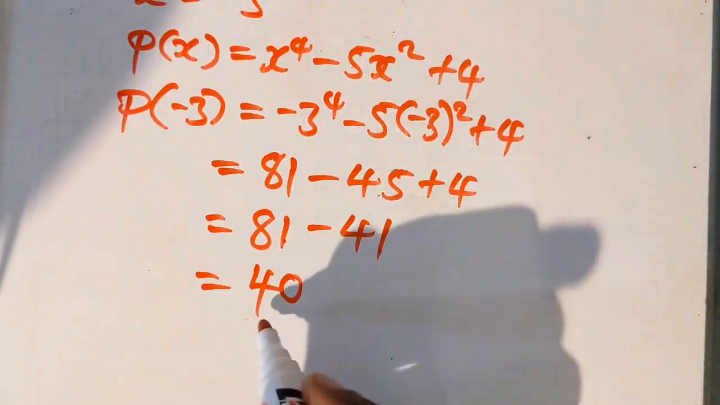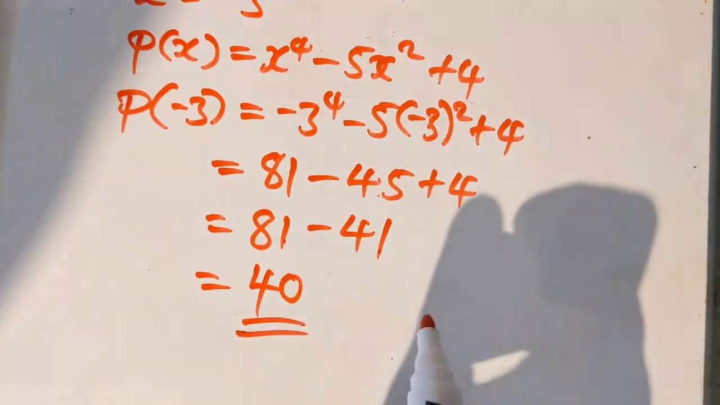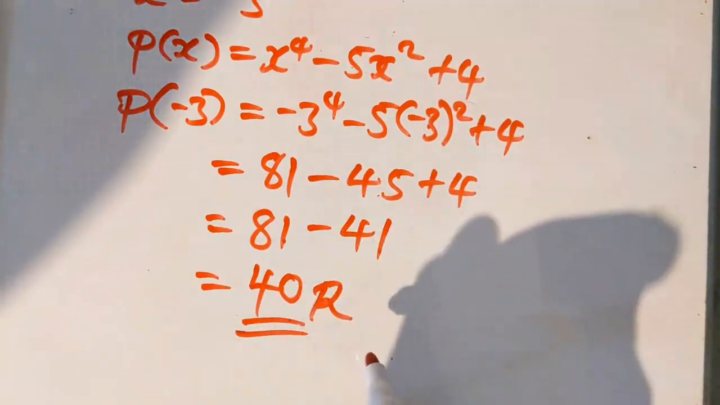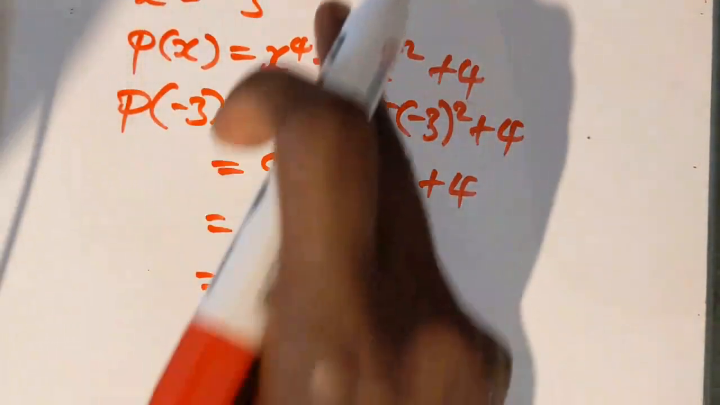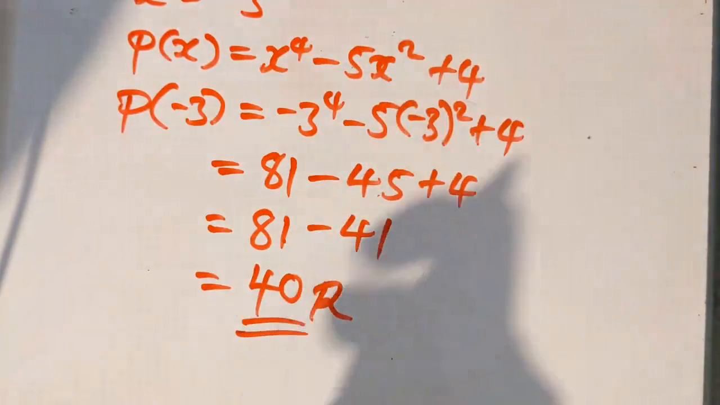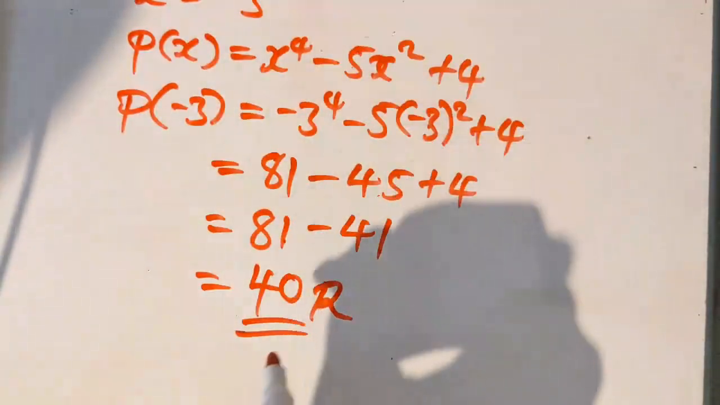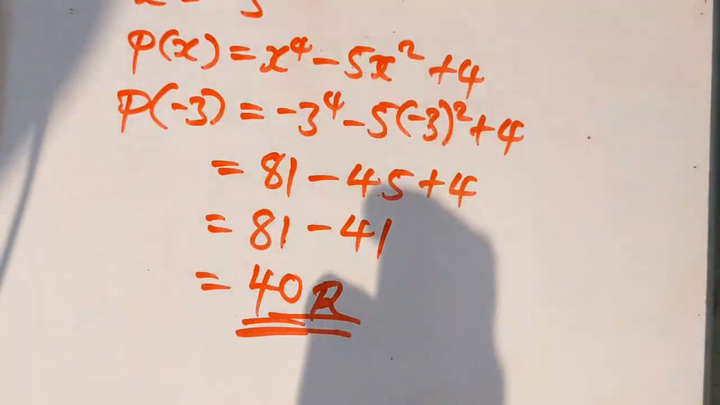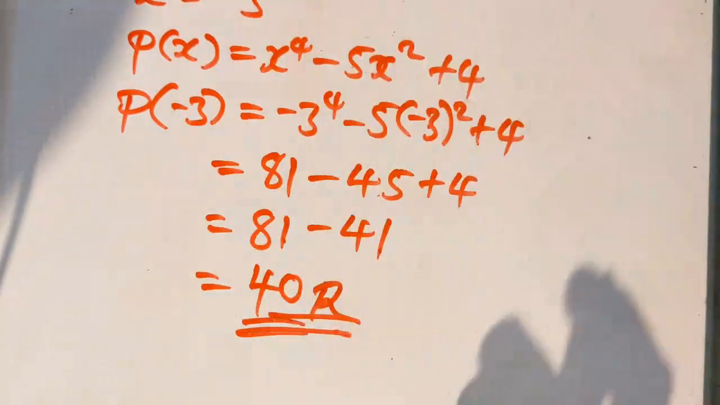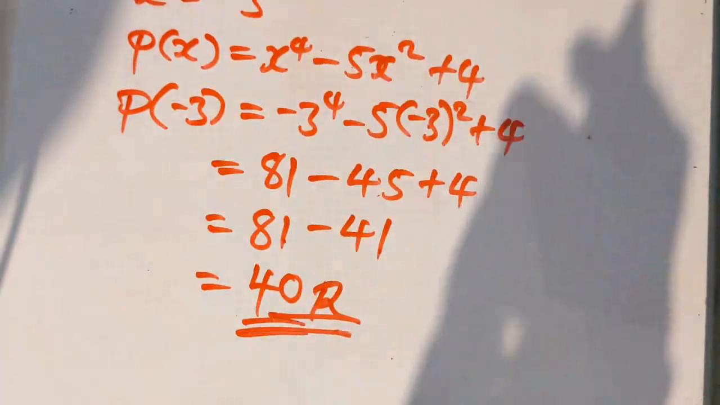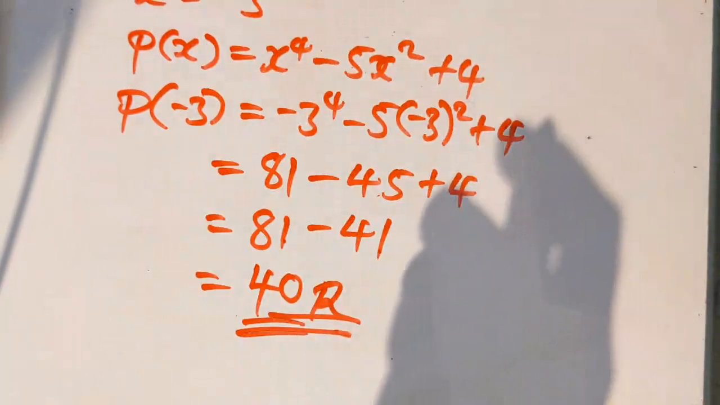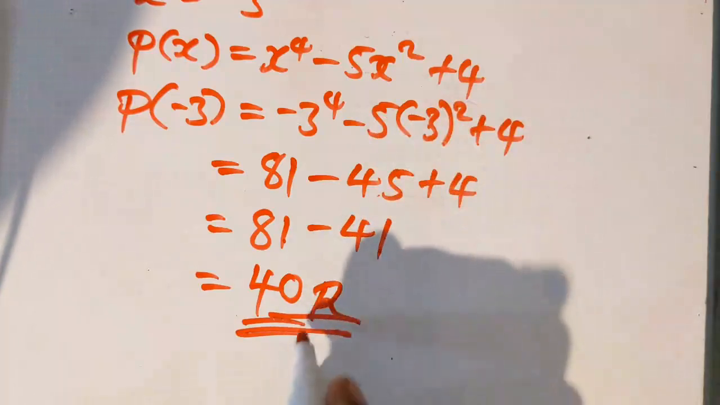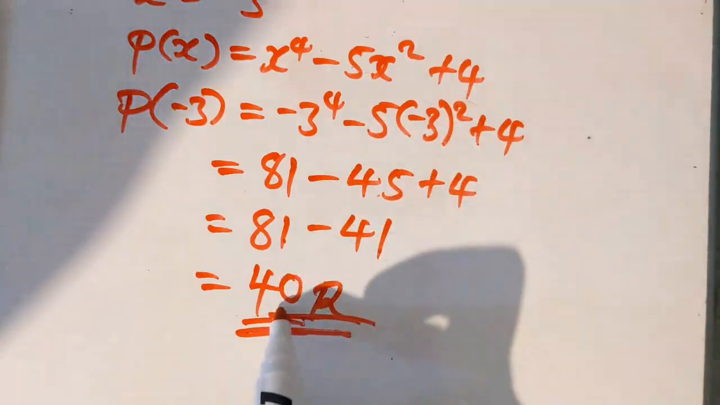Okay, it is going to give you 40, right, like that. So the remainder is what? The remainder is 40. So this is not a factor, but it is a remainder. So this is what we call the remainder theorem. When it gives you the remainder, it is called the remainder theorem. So this is the remainder.